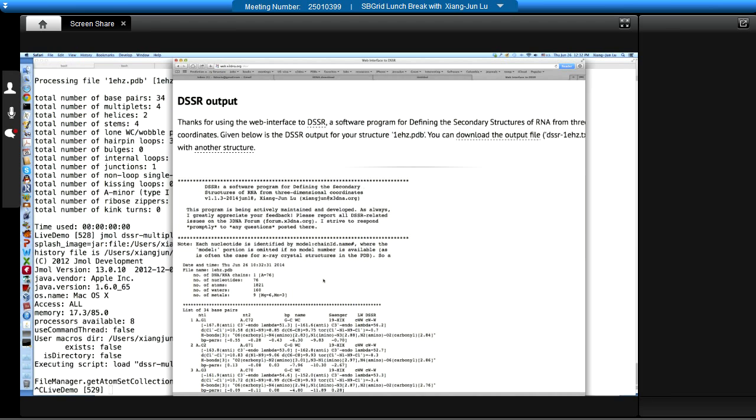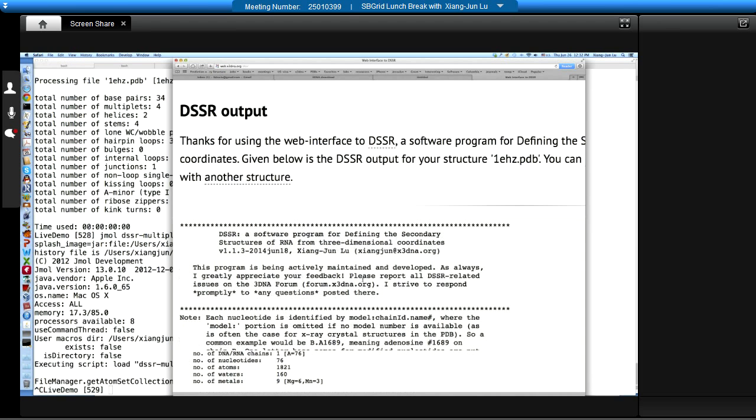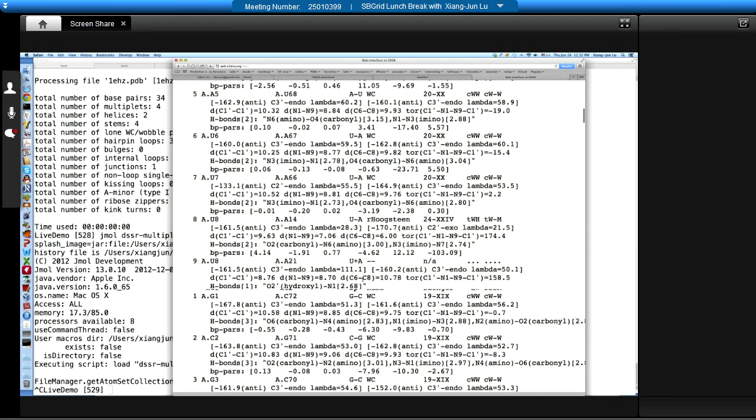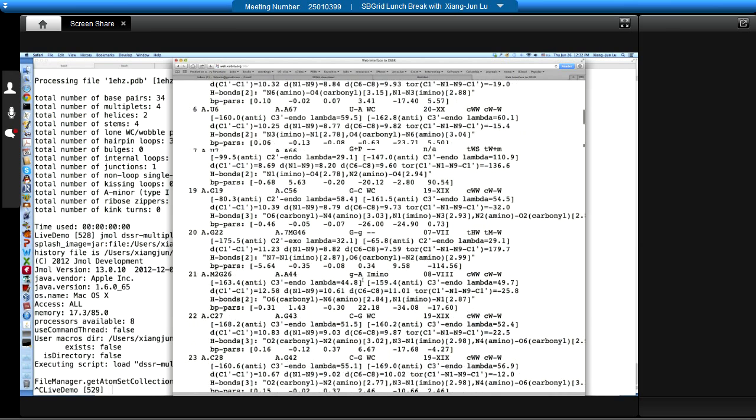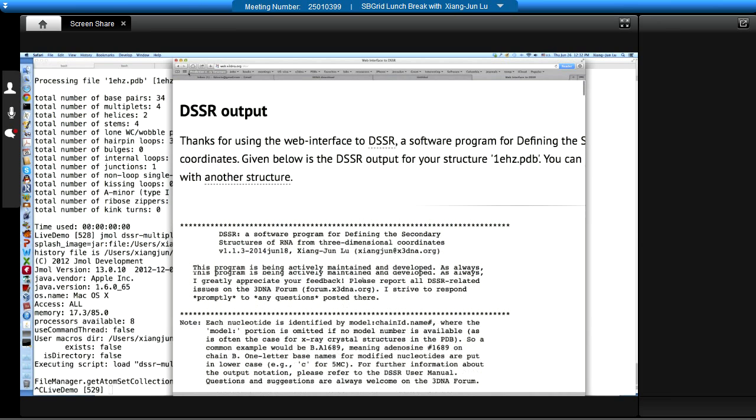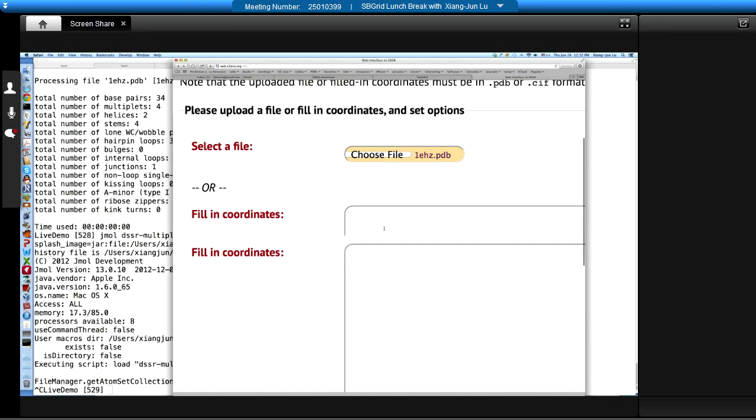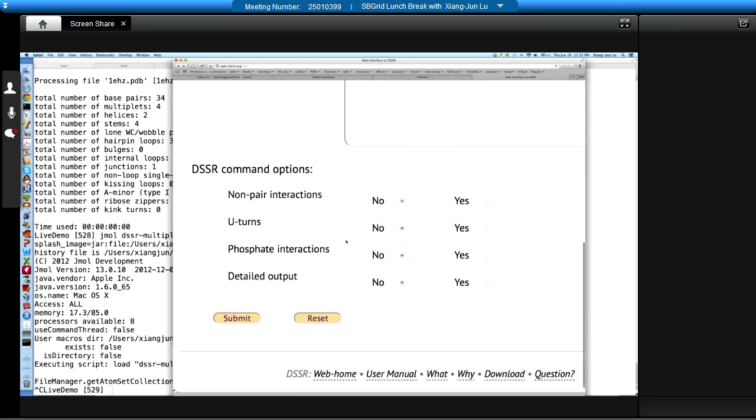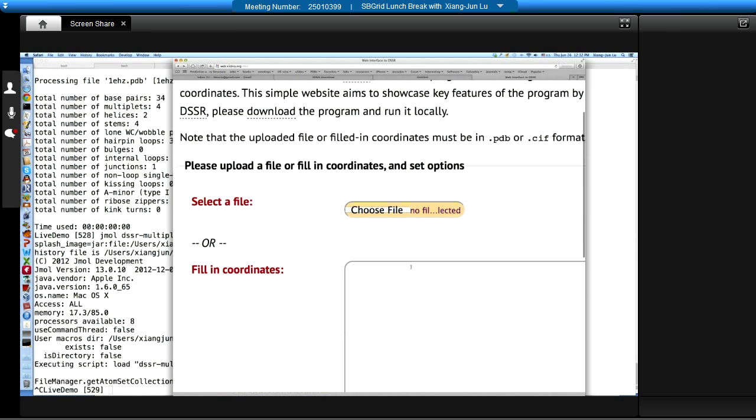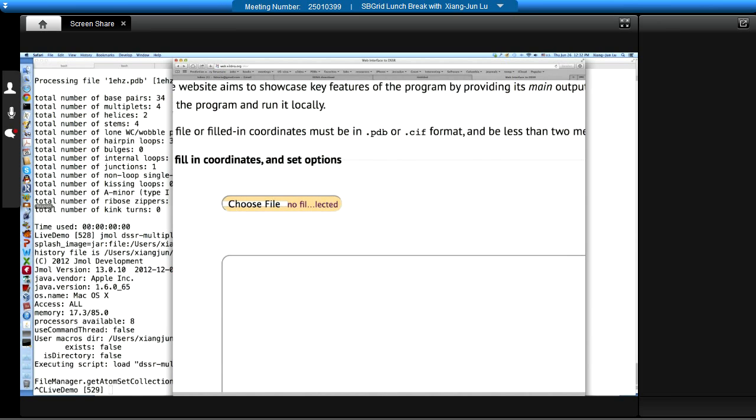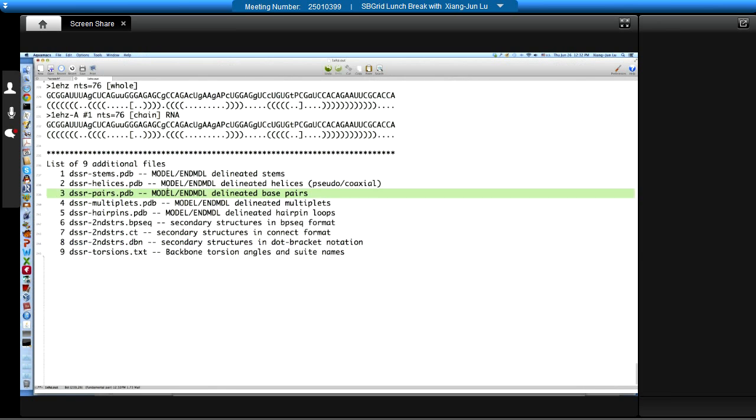And this is very quick to get output. Now the basic idea is the output is the same as when you run it from a command line. Apart from this file, you can also just copy and paste some of the coordinates.